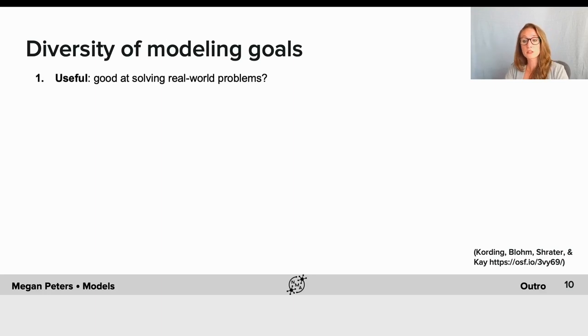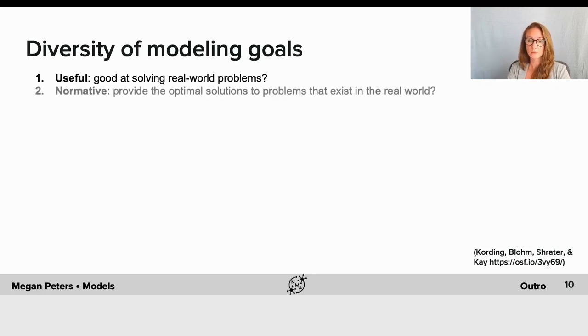So maybe you want your models to be useful. Some models of the nervous system are also good at solving real-world problems. So for example, a model of the visual system might be able to solve challenging problems in computer vision. Maybe you want your model to be normative. Some models provide the optimal solutions to problems that might exist in the real world. So these kinds of models are maybe used in domains where behavior or neural properties are expected to be optimal or near optimal. So we might ask whether a model supplies the optimal solution to a computational problem faced by the brain.